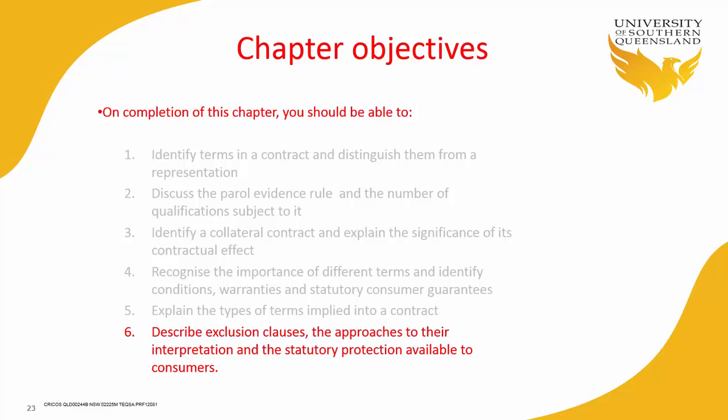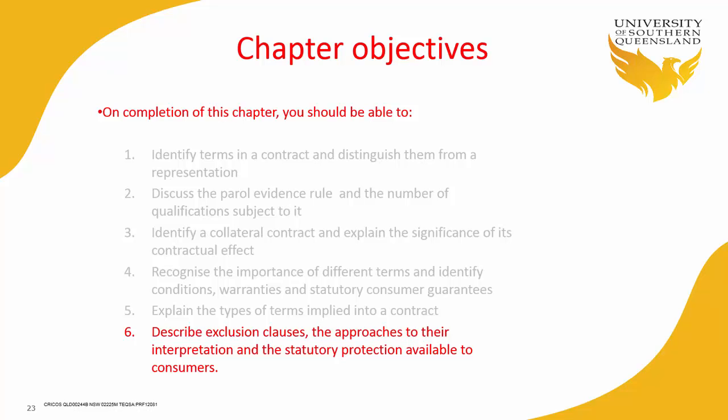Alright. Let's then move to the sixth learning objective that asks us to describe exclusion clauses and the approaches to their interpretation and the statutory protection available to consumers. Okay. Now, the key point, the discussion starts on page 166 at the bottom of the page, but I want to draw your attention to the third paragraph on page 167.